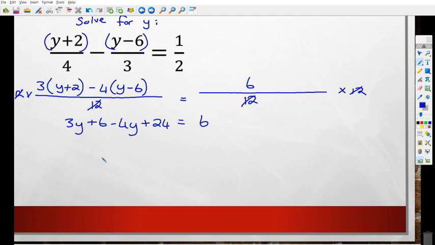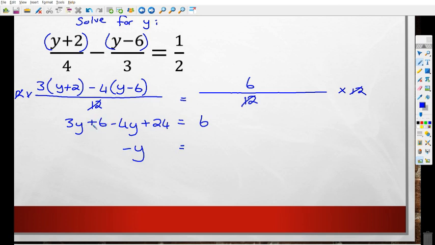I want to get all my y's on one side and all my numbers and everything else on the other side. So we've got 3y minus 4y. It's negative y. That stays on this side, equals. Now I need to get all these numbers across here. But I can't just take them across. I'm not going to throw them anyway. I need to do what on both sides? I need to do the opposite of this.